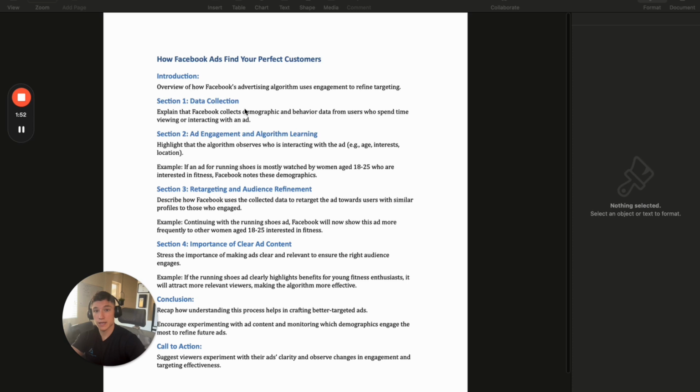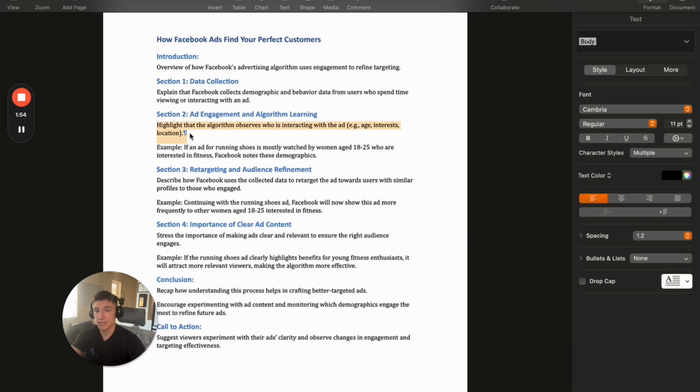So let's say, for an example, and this is basically like algorithm learning. It learns from the people who are spending the most time and actually engaging with the content itself. This means like clicking the read more button, opening up the lead form, whatever it might be, actually opting in, right?